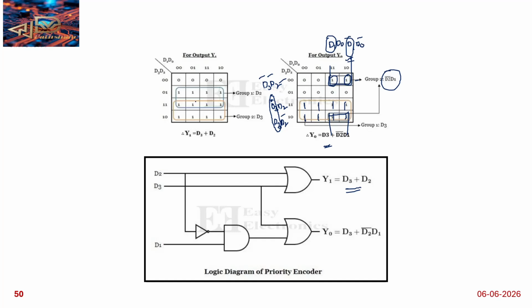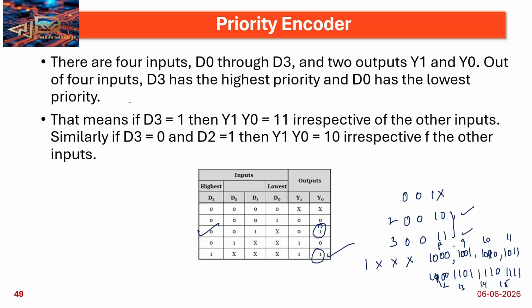So for the priority encoder, where are we getting the values here? 8, 9, 10, 11, 12, 13, 14, 15, because that is where we are getting the 1 for this y1 at the second position. That means 0 1 don't care, that means 0 1 0 0, 0 1 0 1, 0 1 1 0, 0 1 1 1 case. That means 4, 5, 6, 7. And then the rest of the values: 8, 9, 10, 11, 12, 13, 14, 15.